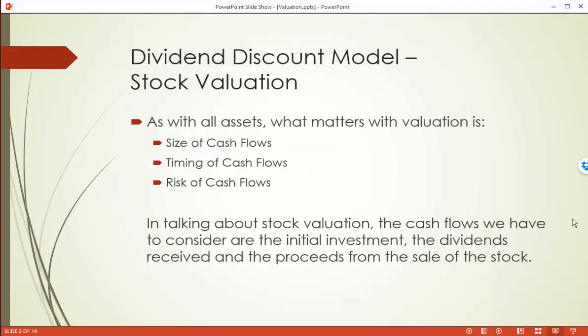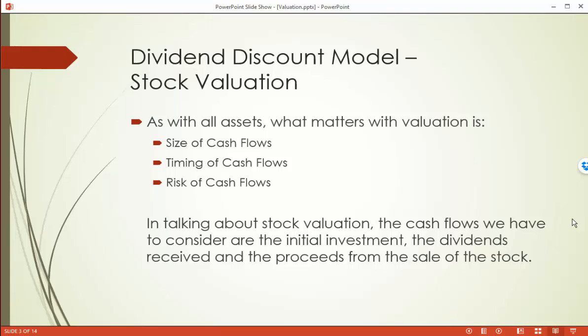So why don't we get started with looking at cash flow models, and in particular a very simple model, the dividend discount model, to come up with some idea of stock valuation. So with all assets, what matters in valuation is the size of the cash flows that an investor will receive, the timing of the cash flows, and then the risk of the cash flows. So let's just look at each of these in turn.